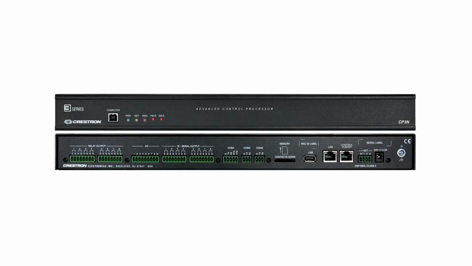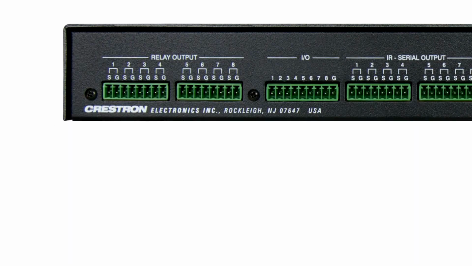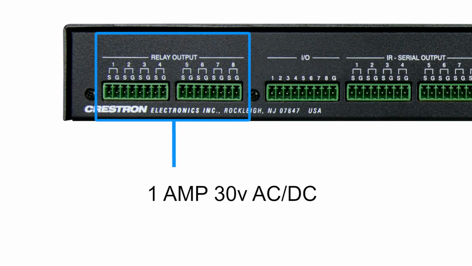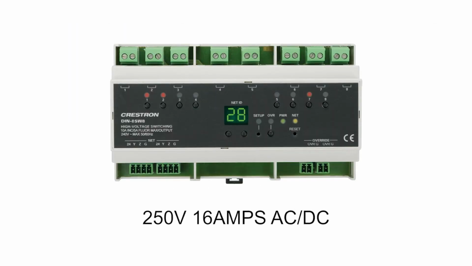The next method to look at are the low voltage relays. Again, showing us the CP3, we see on the very left-hand side the 8 relay ports. These relays connect directly to the device we wish to control. The relays available on most processors are rated at 1 amp 30 volt AC/DC. If you need to switch to a higher current voltage, other units are available.